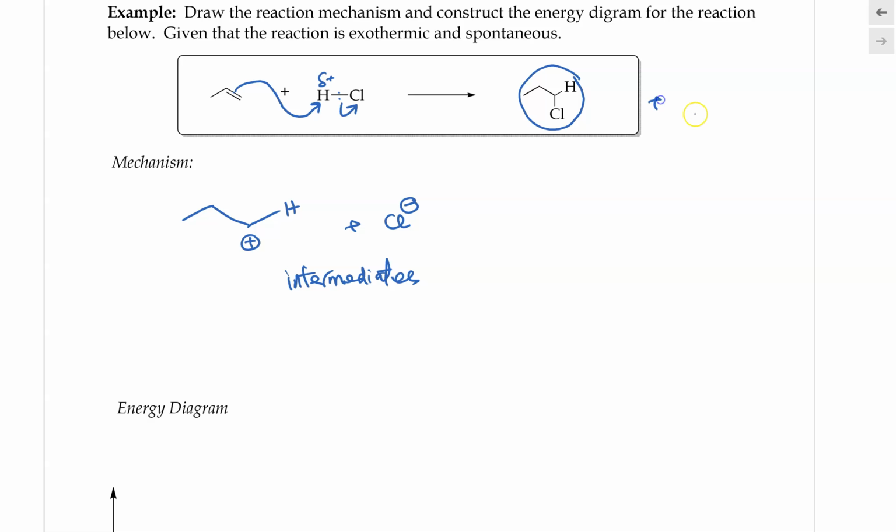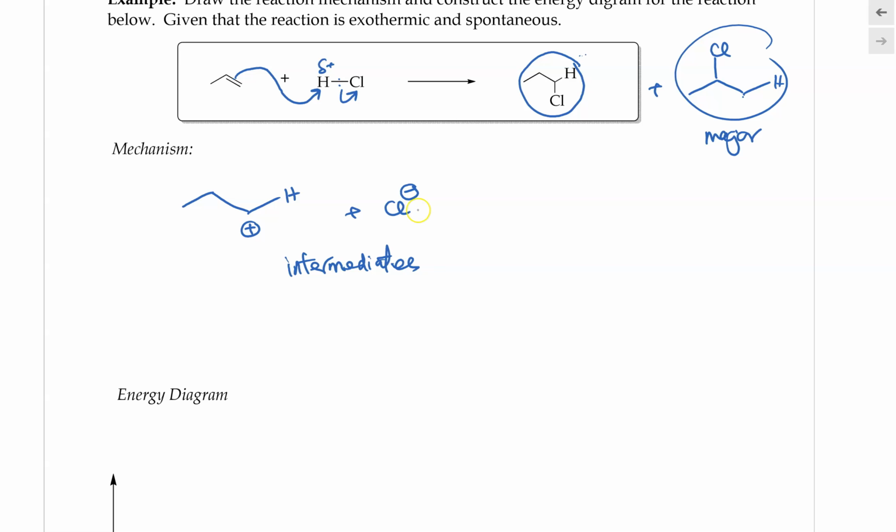And the other product is basically when the chlorine is added to this carbon over here rather than the other carbon. So this will be the major product, as we'll learn later. But for now, we'll have to explain the formation of this minor product over here. So these are the intermediates. And once we have produced this intermediate already, the chloride is rich in electrons, so it can come back in and attack this carbocation, leading to the formation of the product.